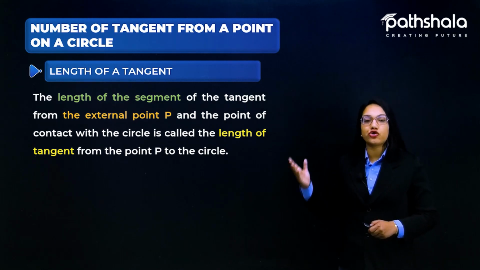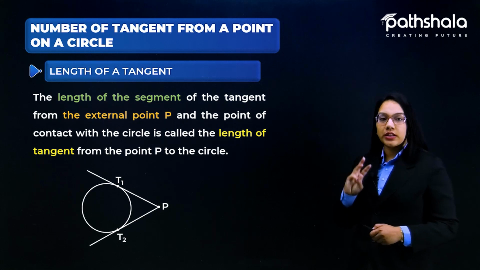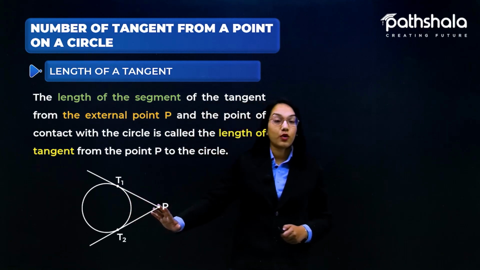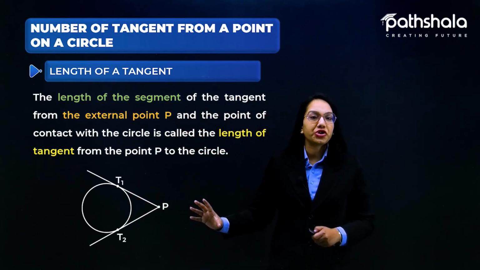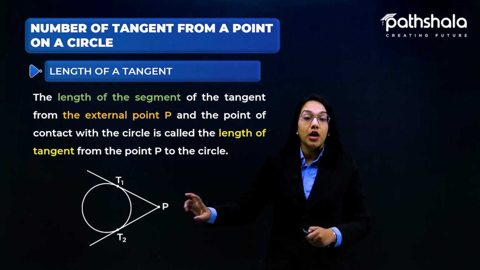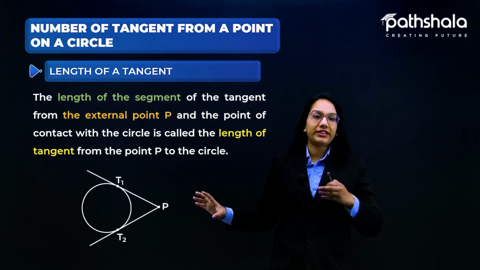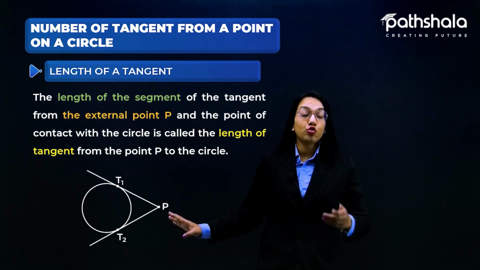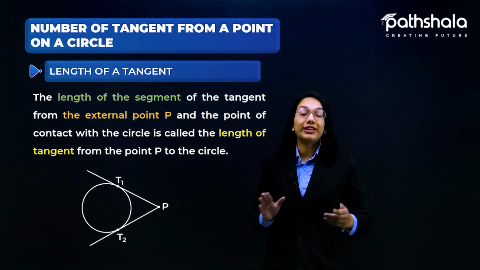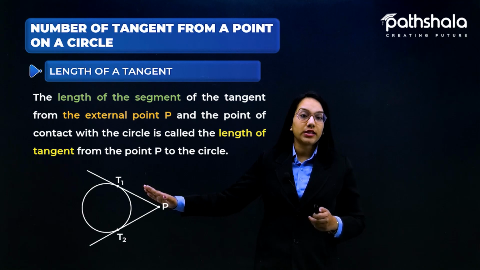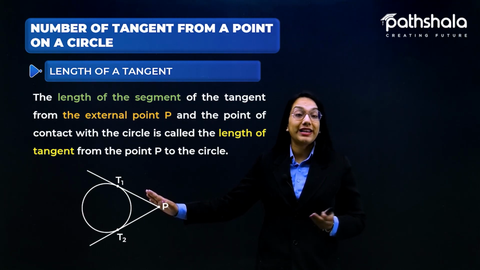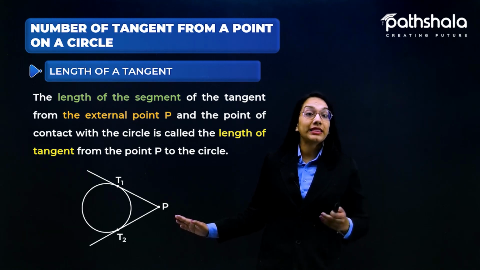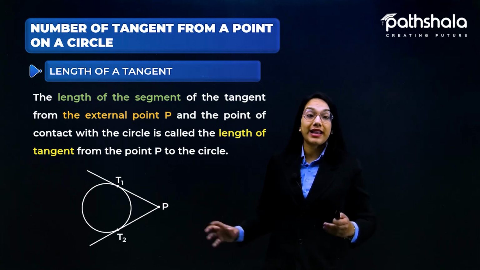Let's see the definition by the figure. Let us suppose I take the third case from the previous one. As you can see over here, there are exactly two tangents whenever the point is lying outside the circle. So what is the meaning of the length of a tangent? If I talk about PT1 and PT2, the length of the segment PT1 is called the length of a tangent. So PT1 and PT2 are called the lengths of the tangents.